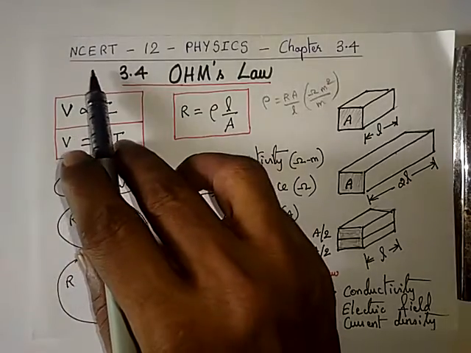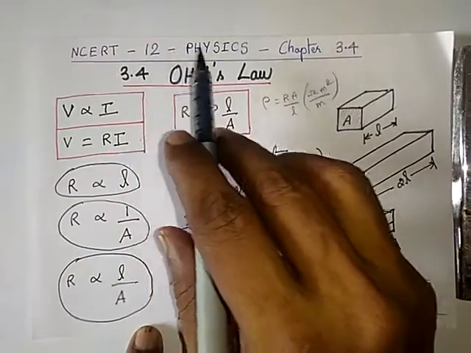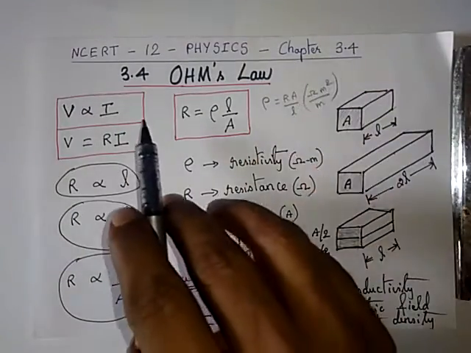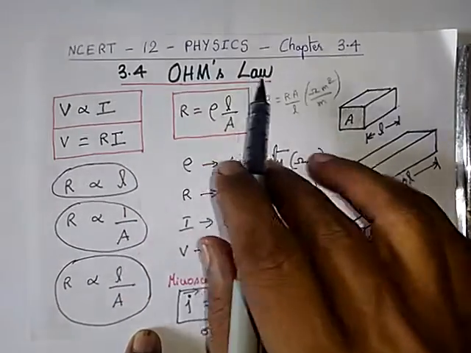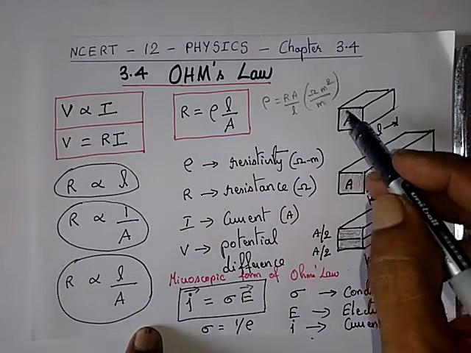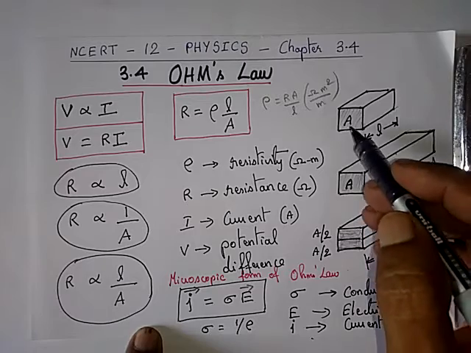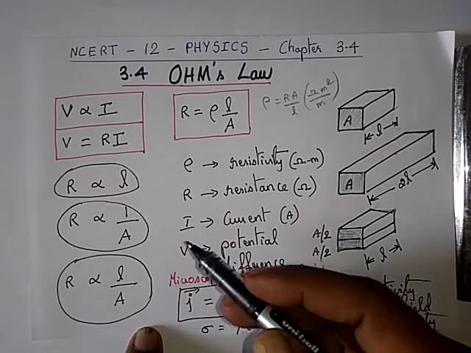So today's topic is NCERT 12th Standard Physics Chapter 3.4. 3.4 is about Ohm's law. Suppose you have a conductor like this with the area of cross section A and length L.